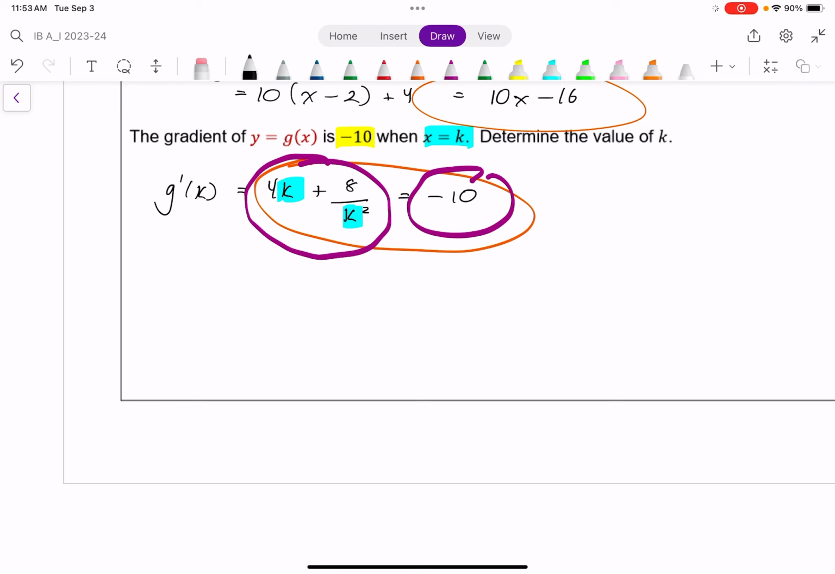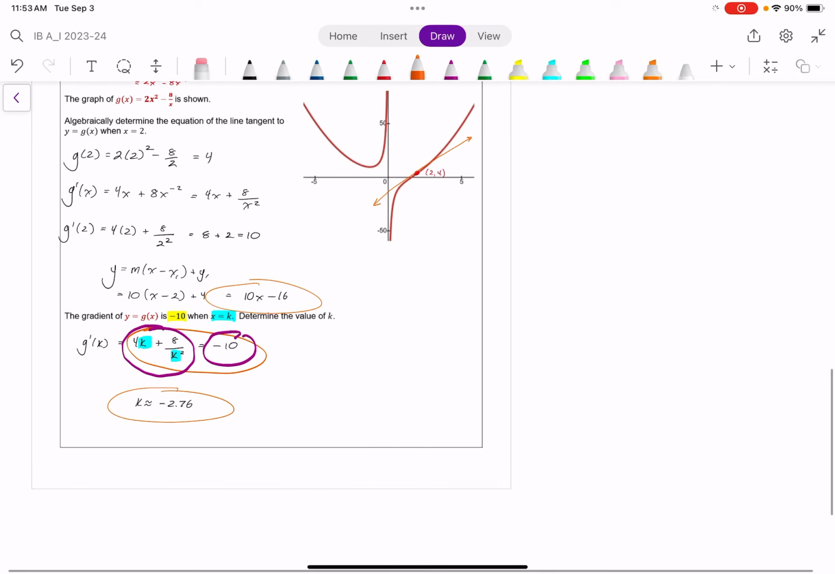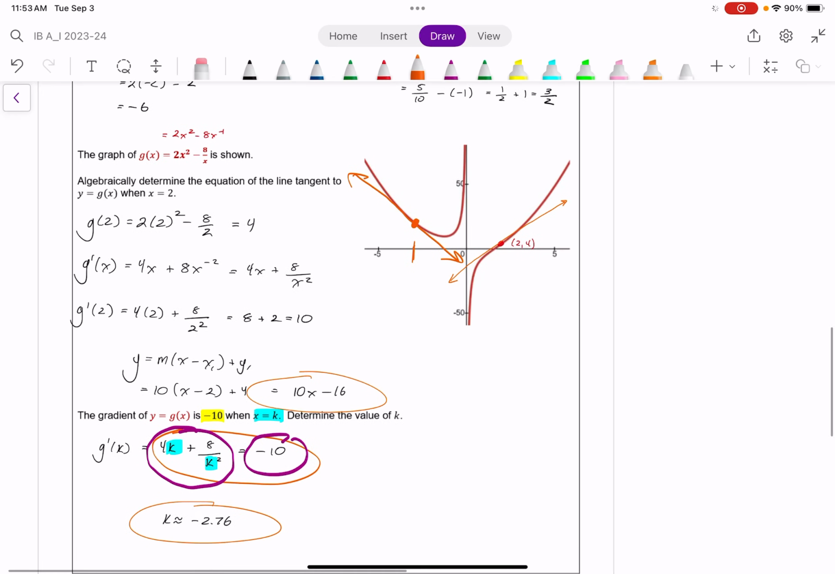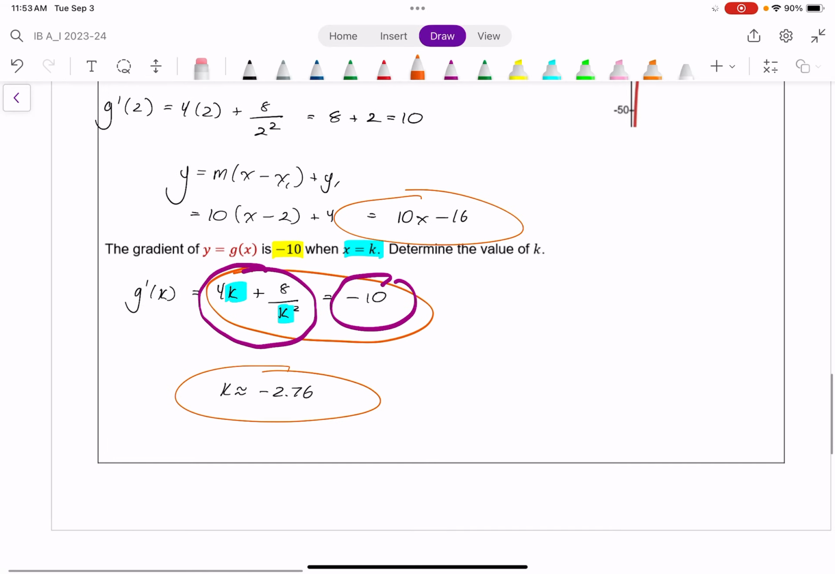As long as it's fairly quick, you should get k being approximately negative 2.76 to 3 significant figures, which if I look at my graph, negative 2.76 has got to be roughly here, which looks good in the fact that the gradient there definitely is negative. I don't have much detail on my graph. I can't tell just from looking at that if it's correct, but I can tell it seems to be accurate. All right, and that's it.